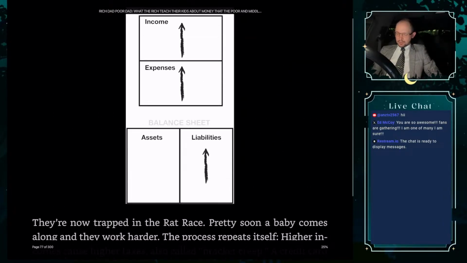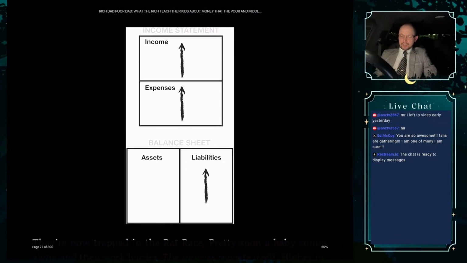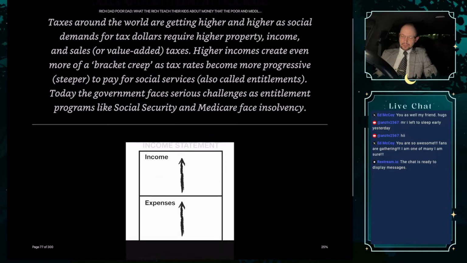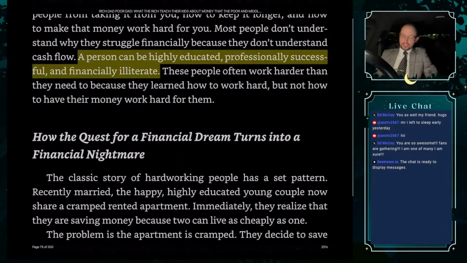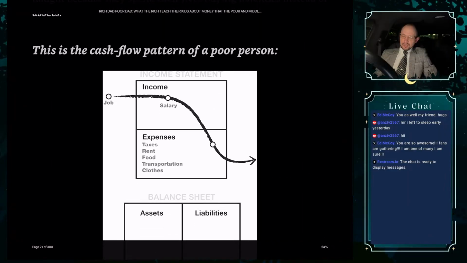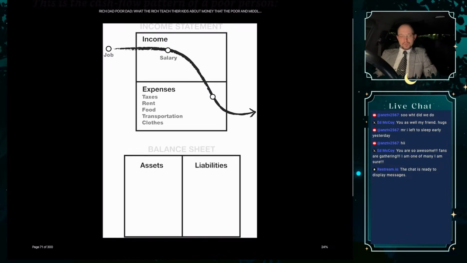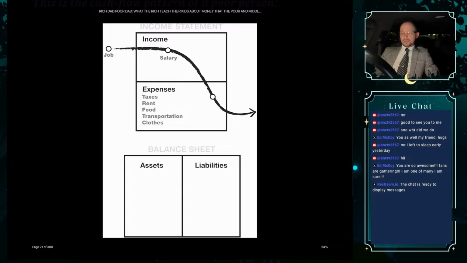So, yesterday we were looking at different types of cash flow statements and income statements and balance sheets for different types of people. So, if we just quickly remind ourselves, this is how the poor person uses money. They have a job that produces income in forms of salary, but it all just goes basically to their expenses and nothing is left.